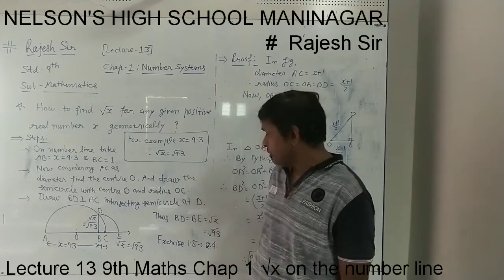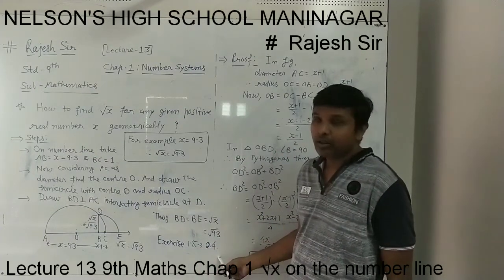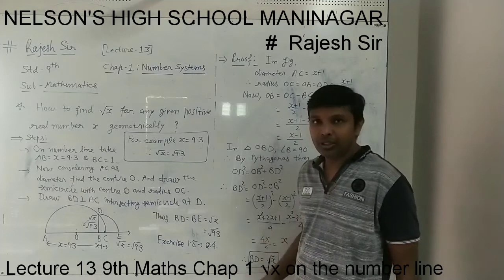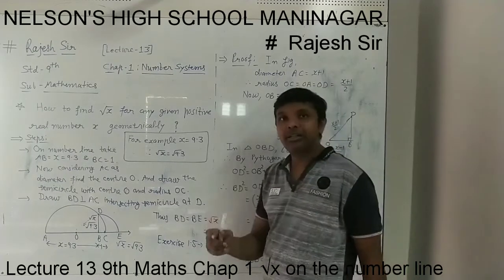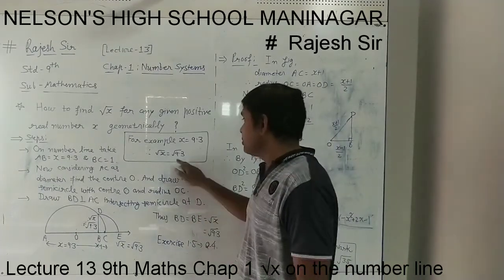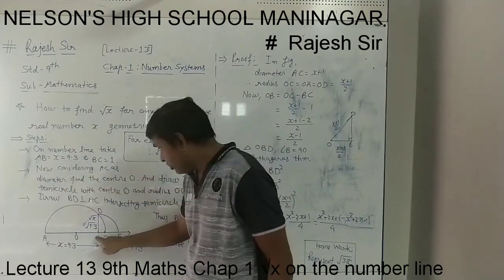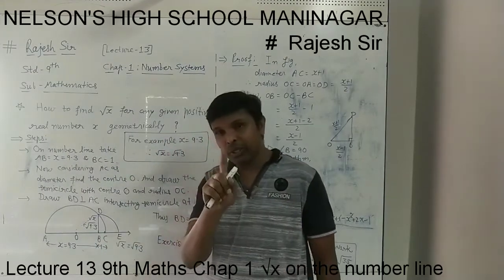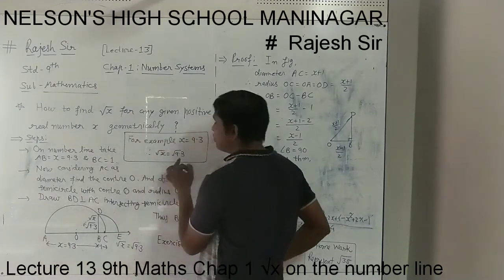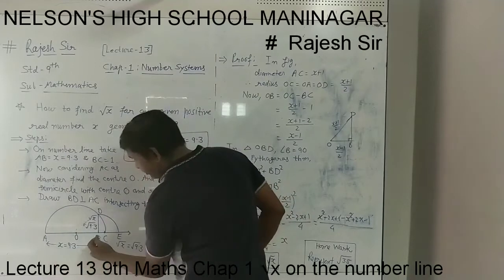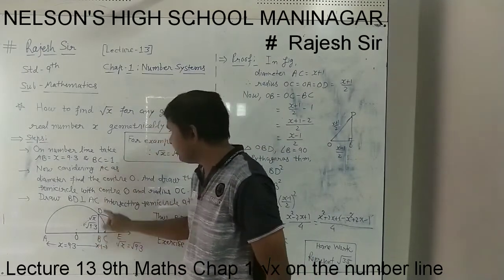Why am I taking 9.3 only? Because this question is given in exercise 1.5, question number 4. In a similar way, this question will also be solved, and we will get the idea of how to represent root x on the number line. So AB should be of 9.3, and then from B to C we have to take 1 unit, 1 centimeter more, always. So BC equals 1.